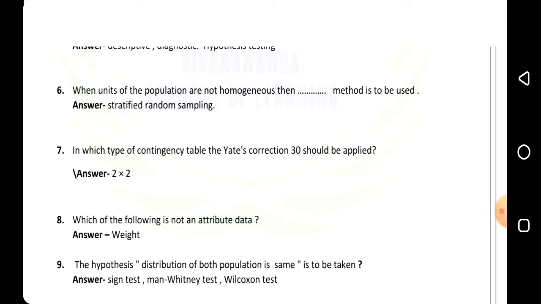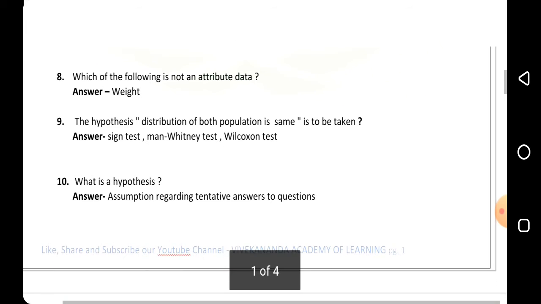Which of the following is not an attribute data? Answer is weight. The hypothesis distribution of both population is same is to be taken. Answer is sign test, Mann Whitney test and Wilcoxon test.